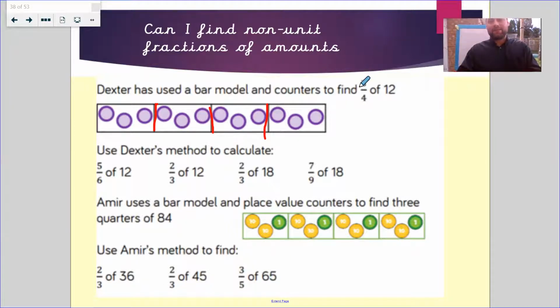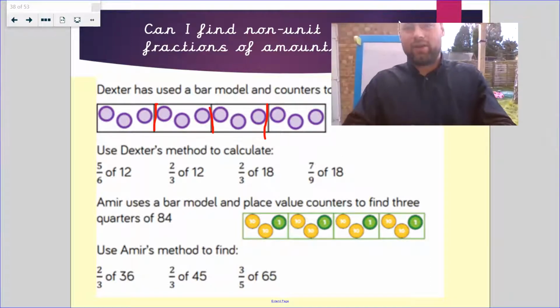But he wants to find 3/4. So what does he do? He goes, right, there's 3 in this group, add on another 3, add on another 3. There's our 3/4. How many has he got in those 3/4? 1, 2, 3, 4, 5, 6, 7, 8, 9. So actually 3/4 of 12 is equal to 9. Okay, let's have a look at some of the others before you start doing your own.